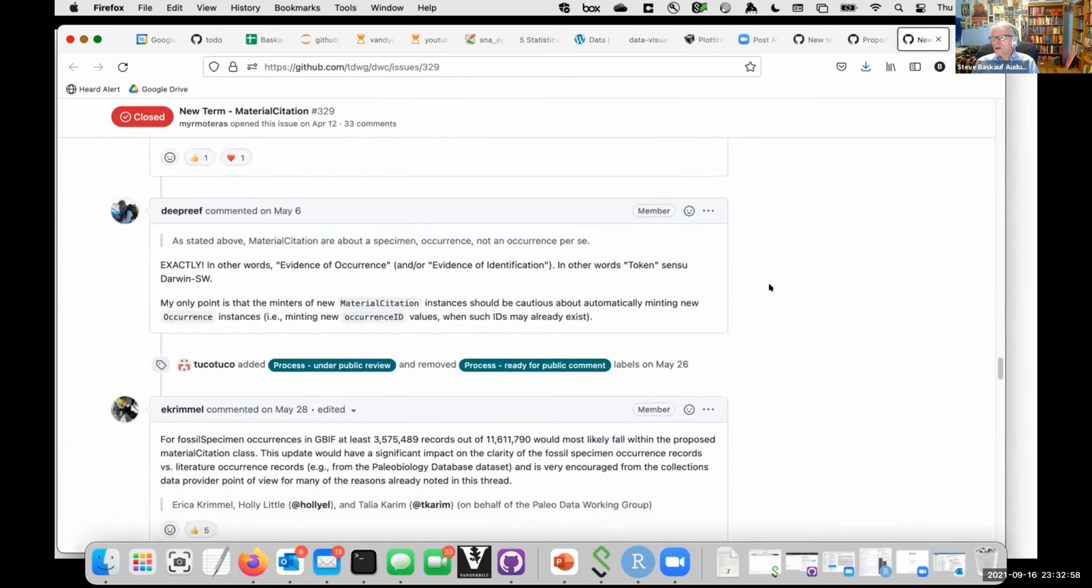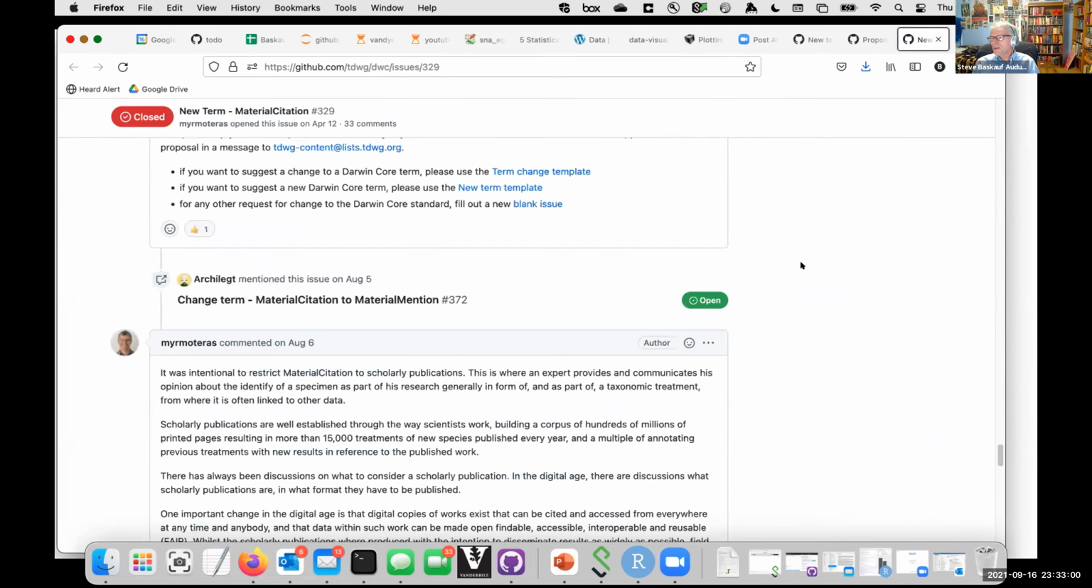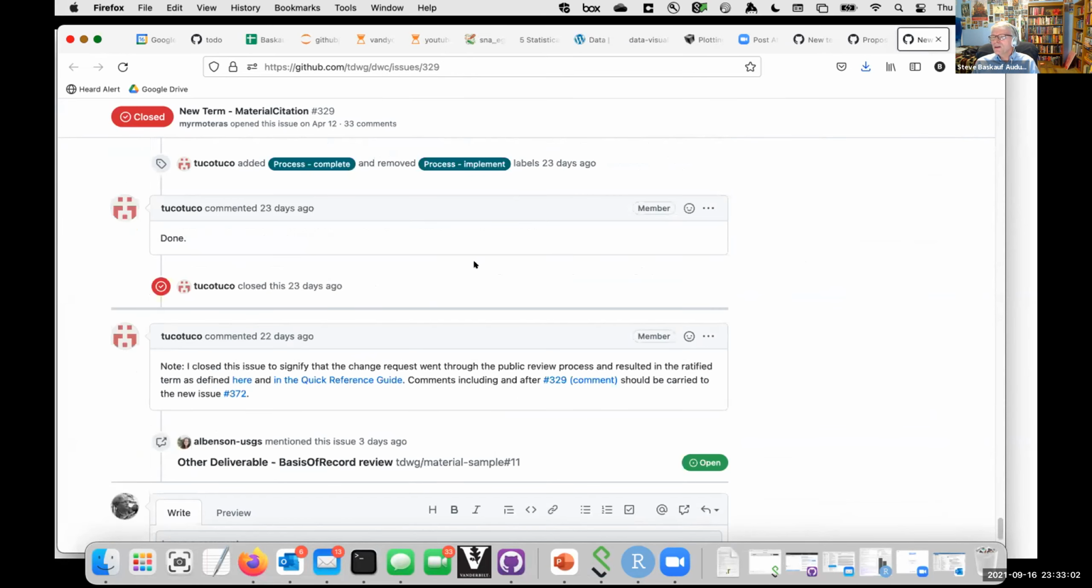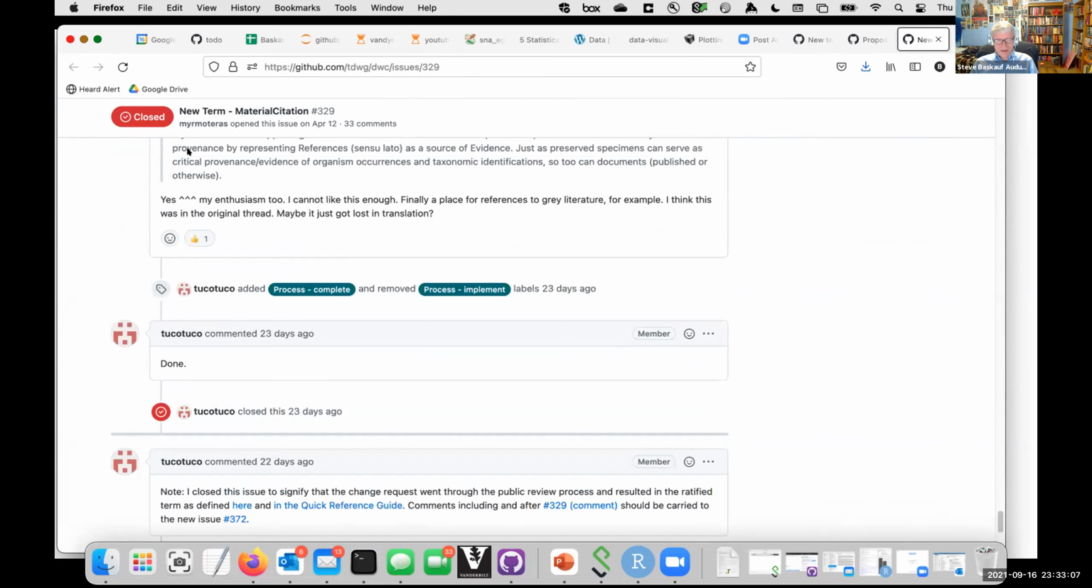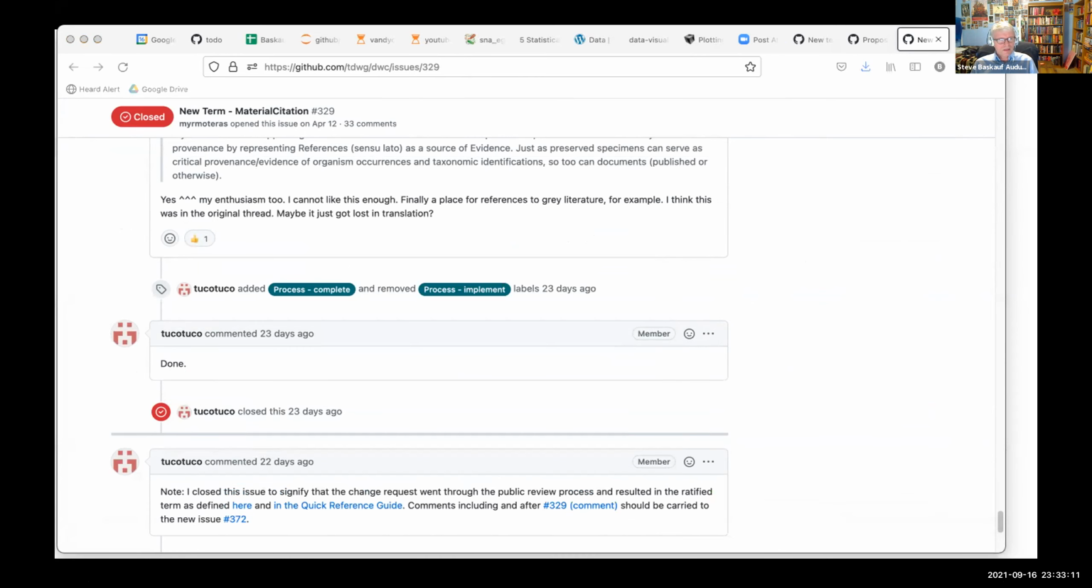I think some revising of the exact definitions, but in the end, it was complete, implemented, and it is now a part of Darwin Core. So those are some of the different paths that simple term changes like that can take. Now, sometimes people propose changes that are a lot more complicated.